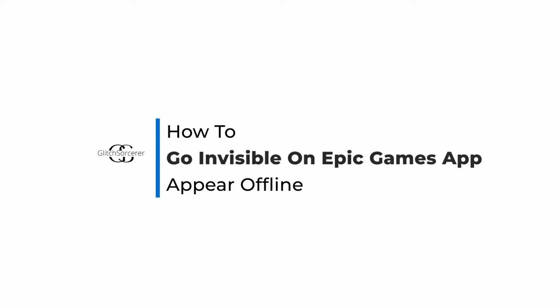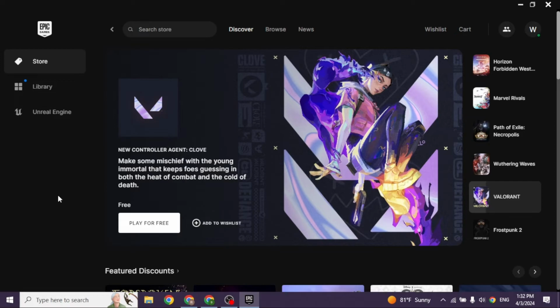How to go invisible on Epic Games and appear offline. Let's get started. Launch your Epic Games app. Make sure you have already logged into your account. You will land on this kind of page.